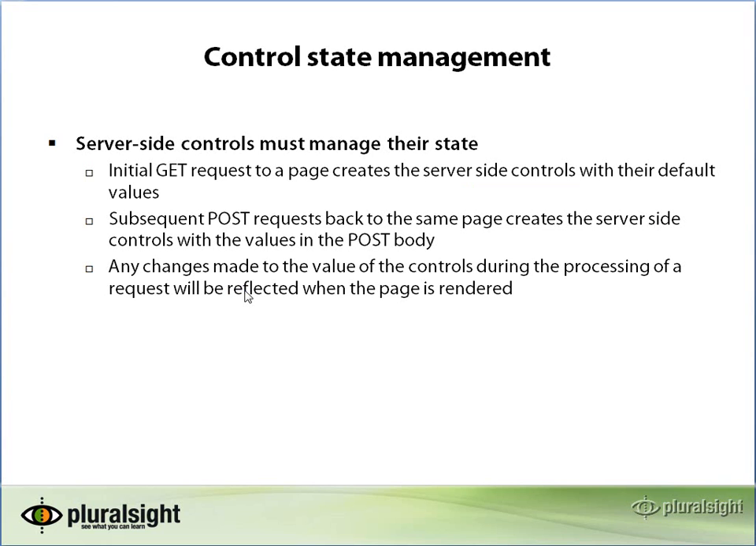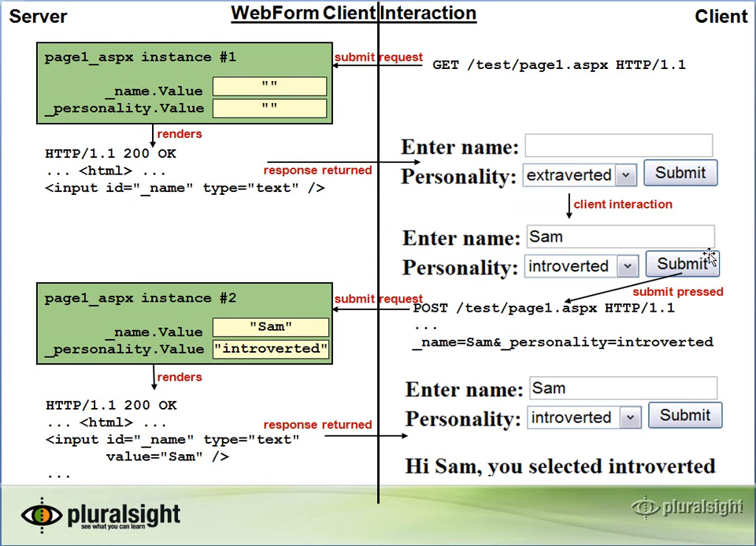So let me just walk you through the sequence of what takes place in a standard ASP.NET page web form interaction. We'll start off here with an initial GET request. The first time a user visits a particular page, it will issue a GET request. And this particular page has a pair of server-side controls that I'm interested in. One is the name control, and one is the personality control. The name is a text box, and the personality is a drop-down list. So when we do the initial rendering, we're going to render the text box as an input element, and the personality as a drop-down list with some predefined values. And at this point, the user sees a blank form, so nothing has been set to those values.